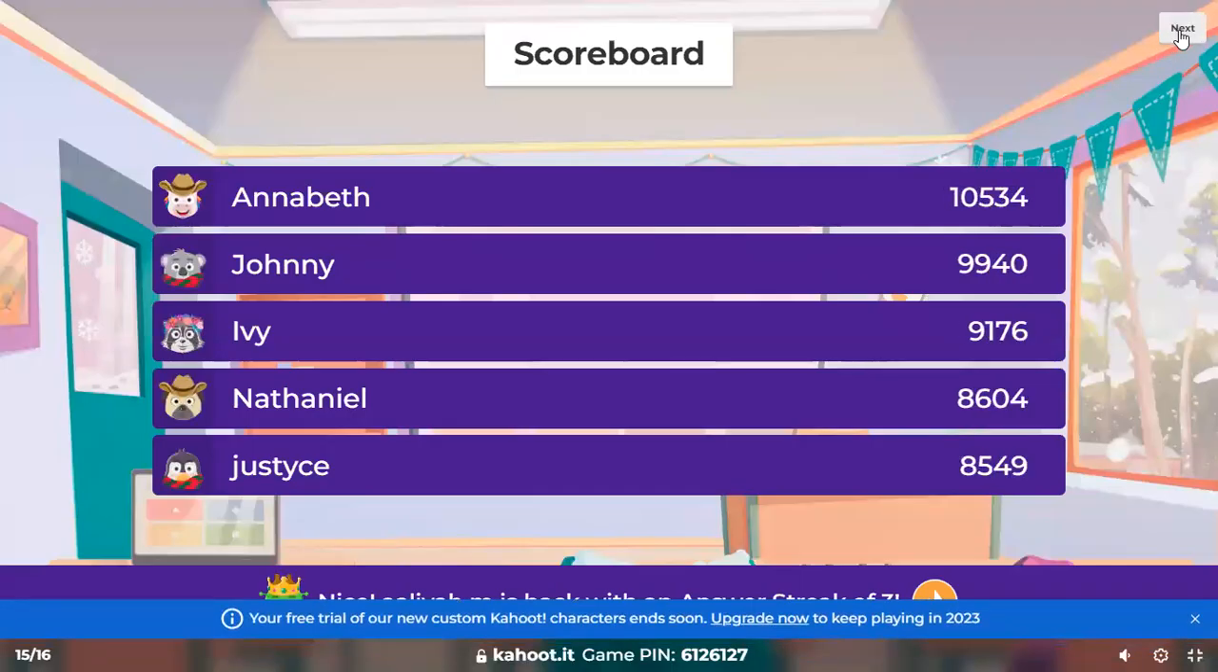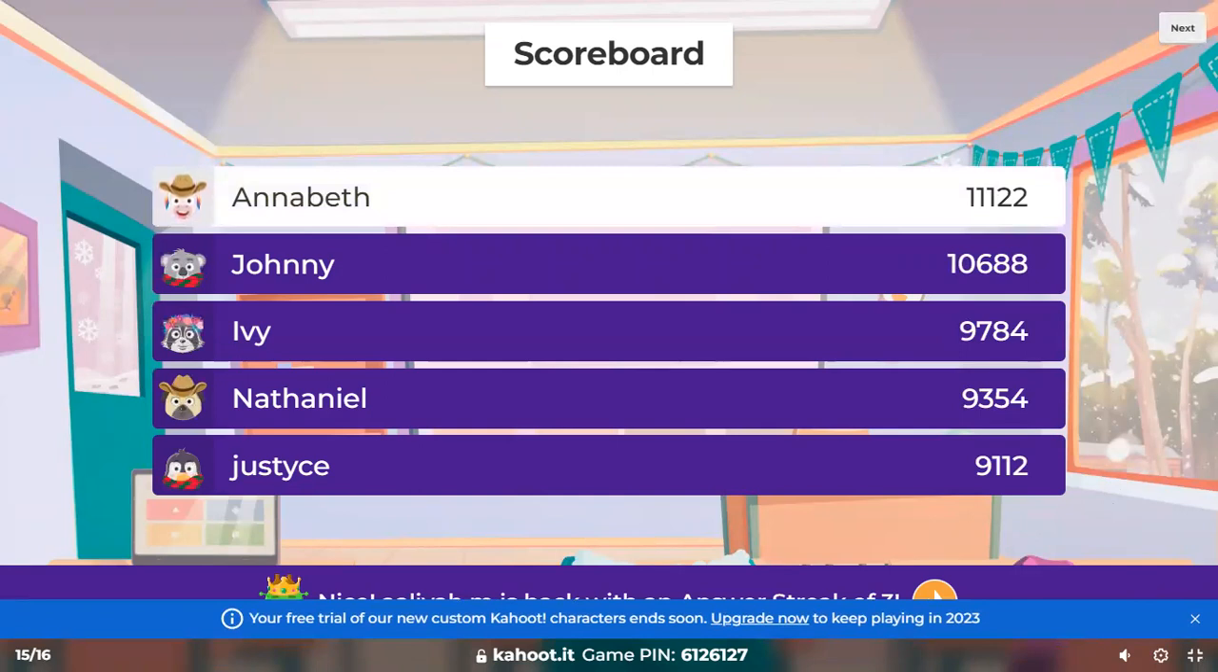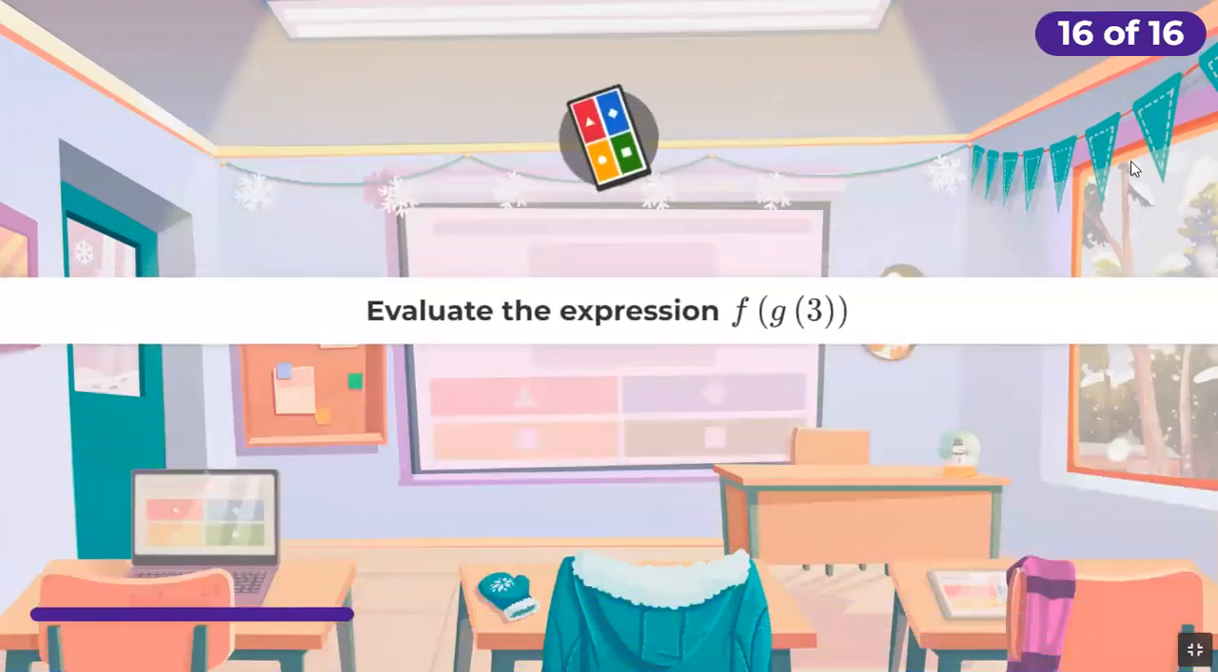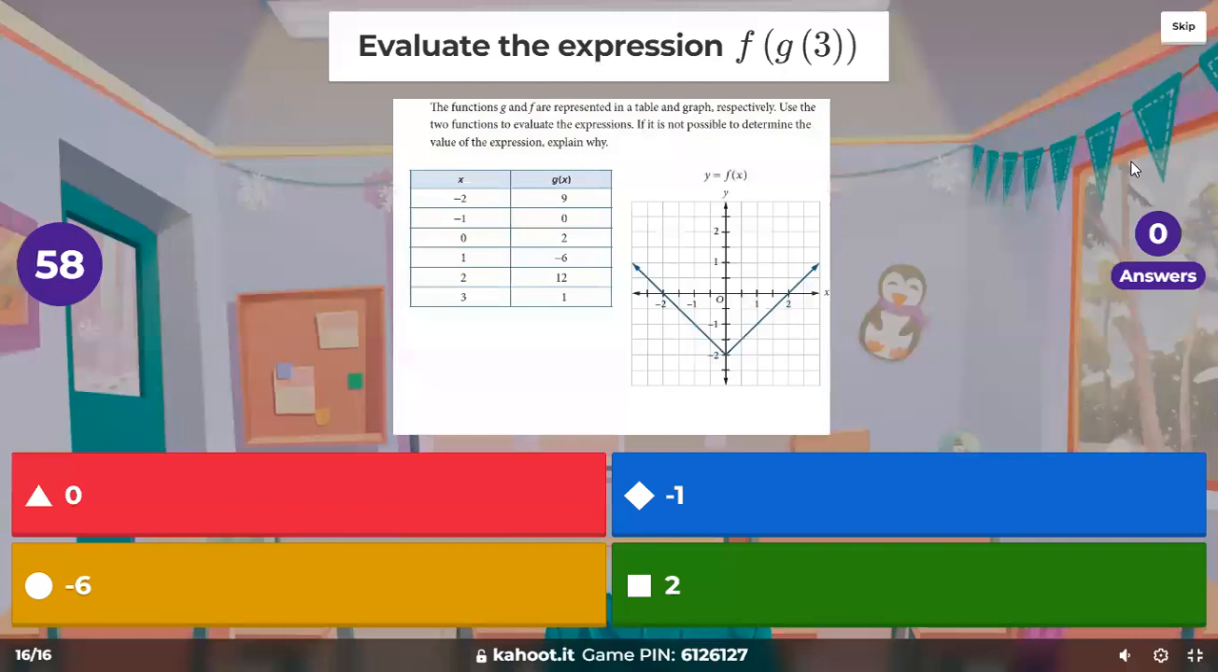All right, last one. Evaluate. It's just a traditional review question. Is there an inverse? No. You start on the inside. There's no inverse.